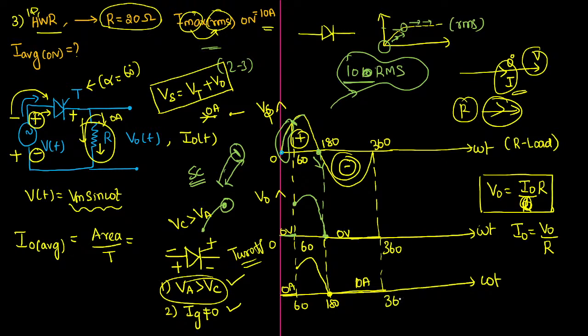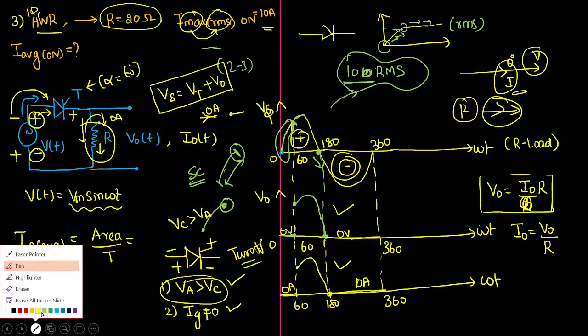Now it is time to see. We have explored the output waveform. I have drawn the output voltage, output current, everything. What is the question? I just wanted to know the average output current and RMS output current. Shall we start? Yes, sir. That is the process. I am keeping our attention only on the current.